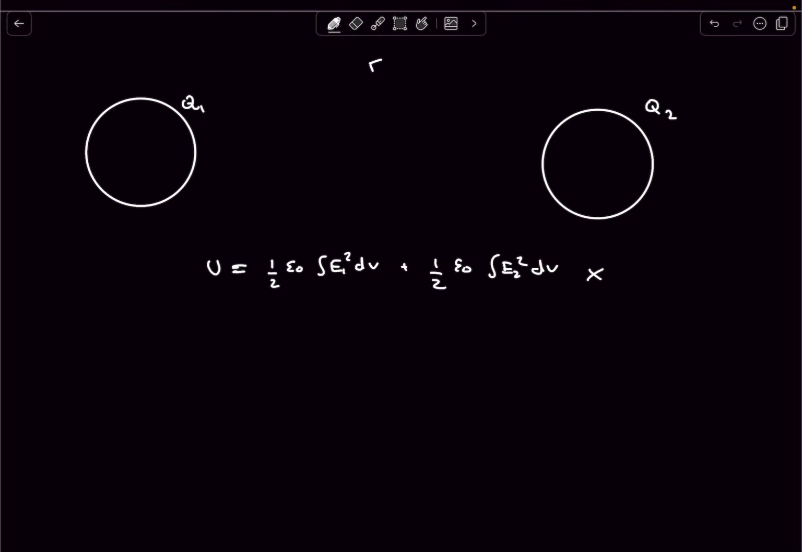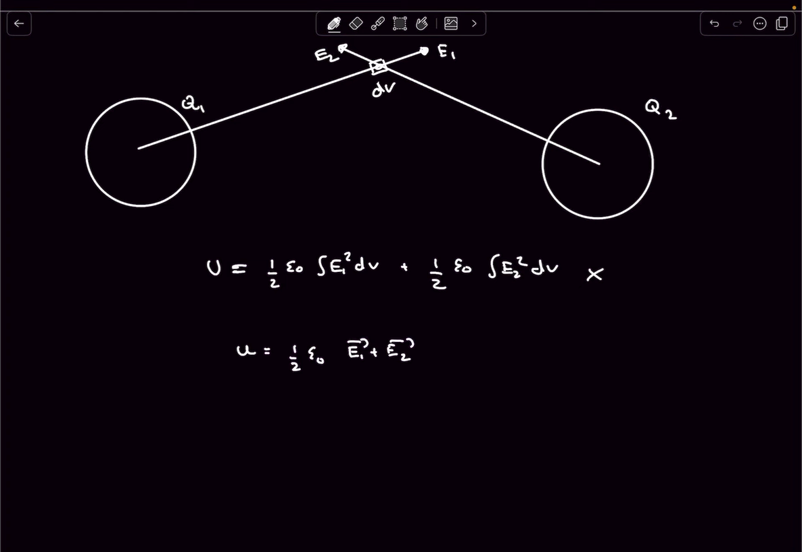So let's say I take a small elementary volume dV somewhere, and let's say the electric field due to sphere 1 is E1 over here, and the electric field due to sphere 2 is E2 at that location. Then the energy density at that location becomes half epsilon naught times the net electric field at that location, which is E1 vector plus E2 vector, the modulus of that squared. We know that electric fields add vectorially, so we can figure out the energy density.